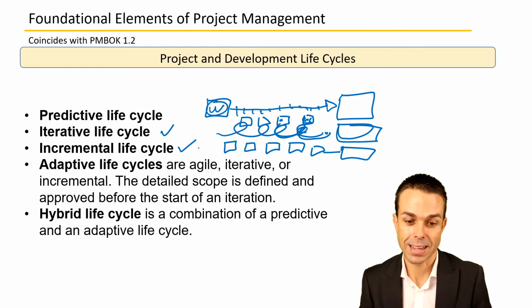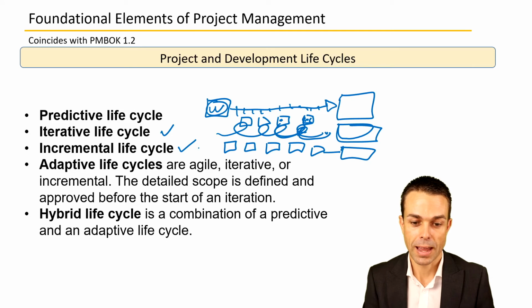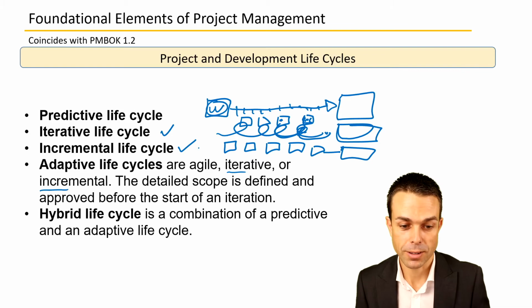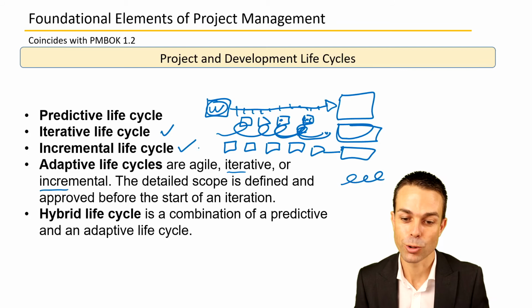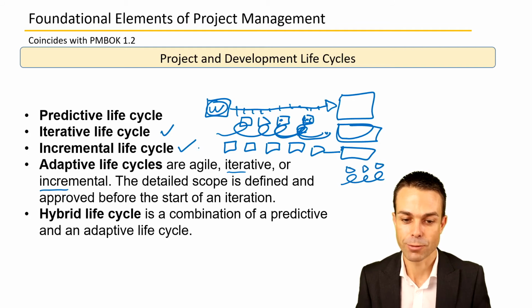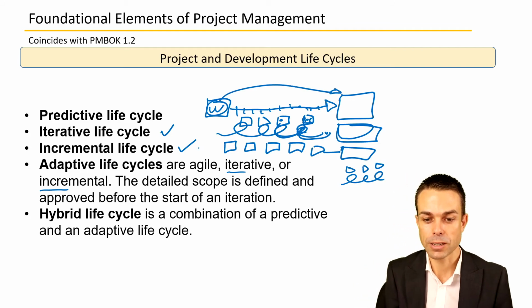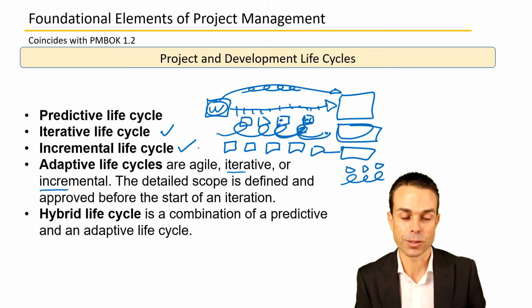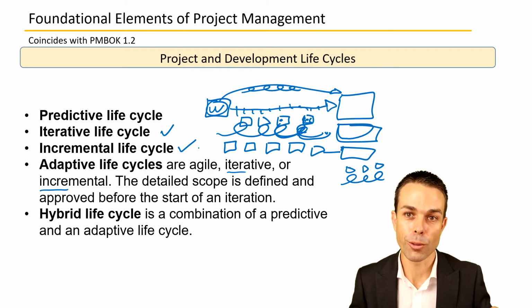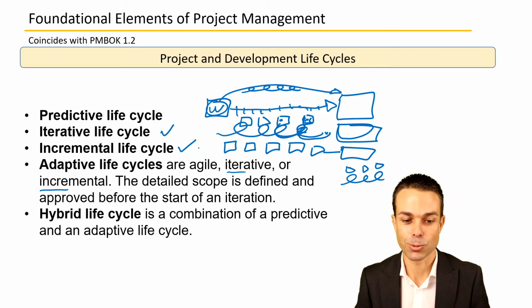So these are our agile life cycles, and these are usually iterative and incremental. And so detailed scope can be defined and approved before the start of each iteration of 2 to 4 weeks. So instead of doing the whole project in a predictive manner, we're only looking at shorter life cycles so that we don't need to predict the whole thing. We can change as we're going along.